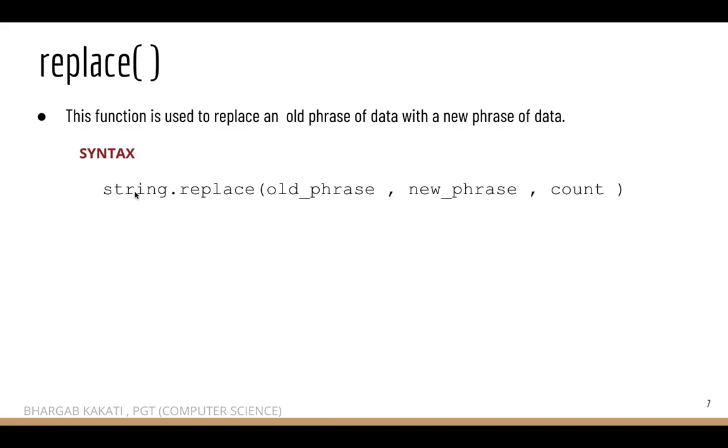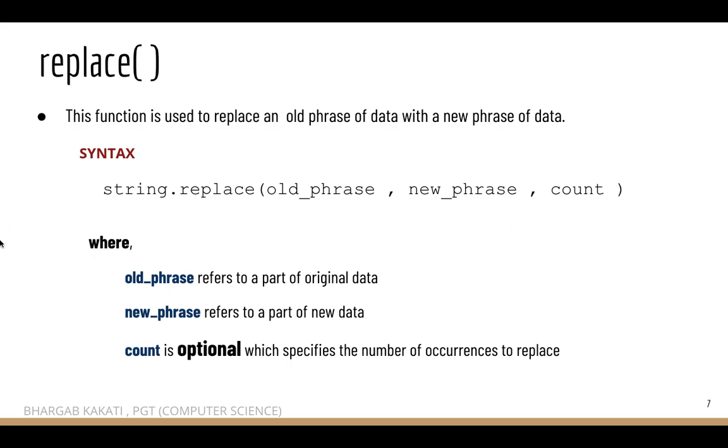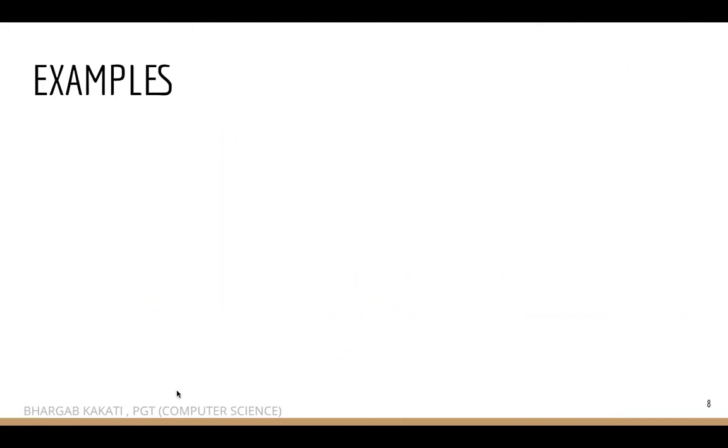What is the syntax? The syntax says as follows. String dot replace, we need to specify the old phrase, comma, the replaced phrase, that is the new phrase, comma, count. Count means how many times we want it to replace. It will be clear with examples. Here old phrase refers to the part of the original data. New phrase refers to a part of the new data. Here count is optional, which specifies the number of occurrences to replace. Count says how many times we want to replace that particular phrase. Let's try to understand with the help of some examples.